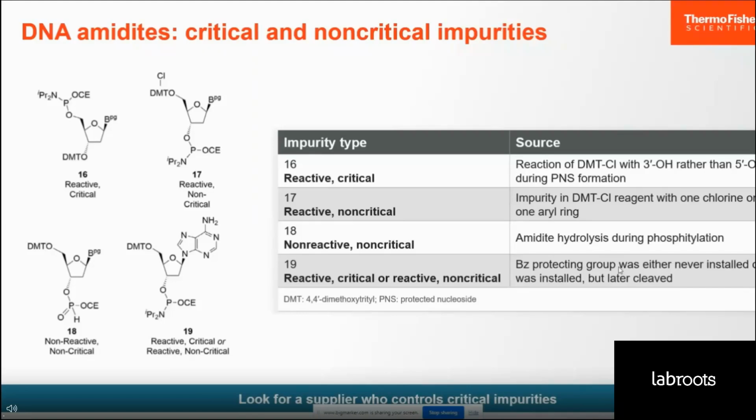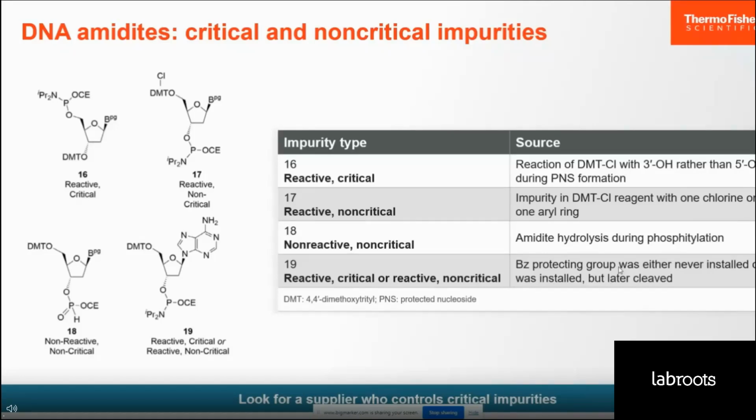Next, we have compound 18, which is a non-reactive, non-critical impurity in which the phosphorus is already in the P5 oxidation state. So it wouldn't participate at all in the synthetic coupling reaction and would be purged out of the process. And then finally, compound 19, its criticality may not always be clearly defined.